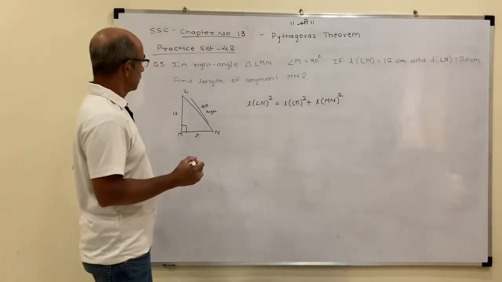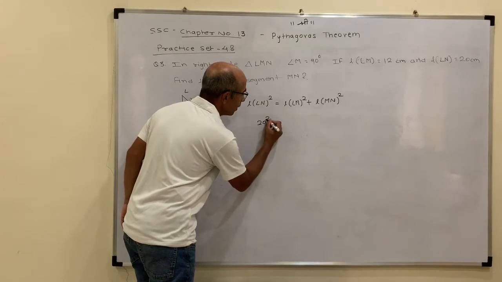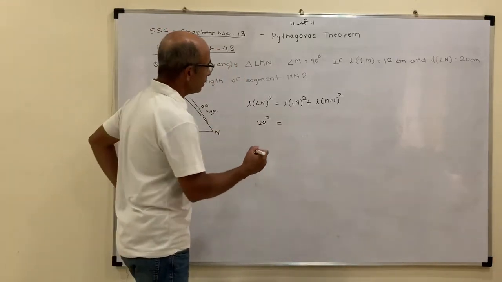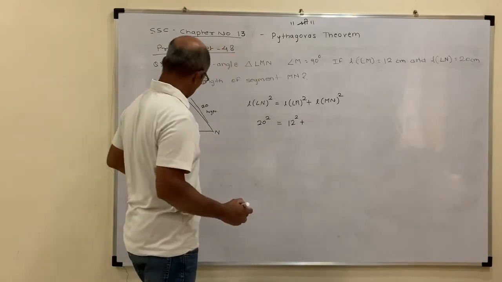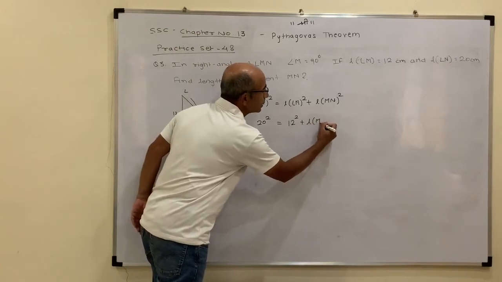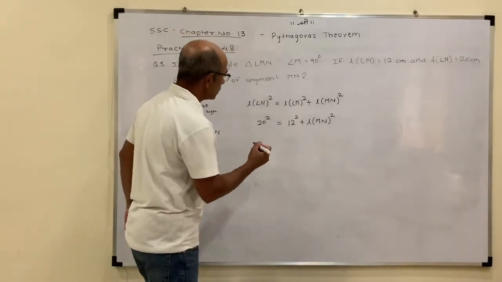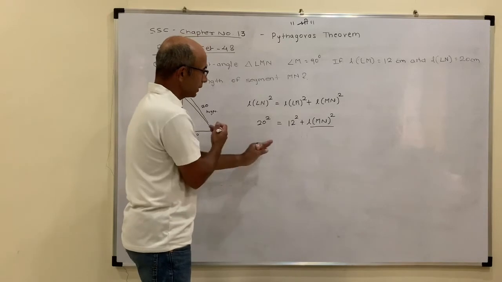Right? So LN is 20 square, equals to length LN is 12 square plus length MN, which we need to find out. So I put it as it is. Now I need to find out MN, so I'll just switch the sides.